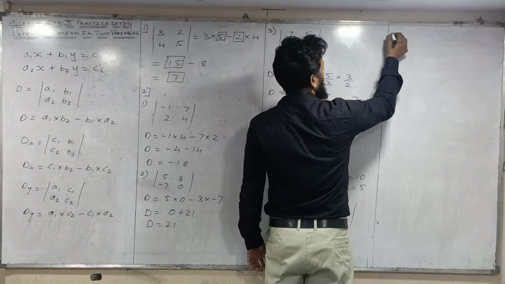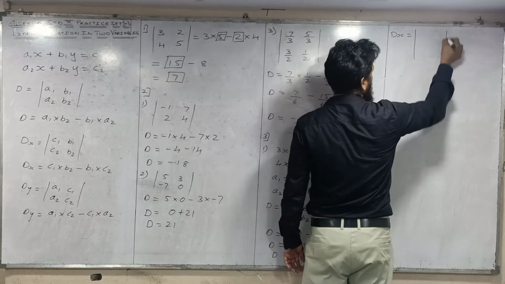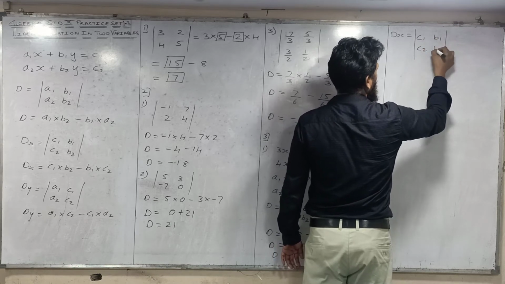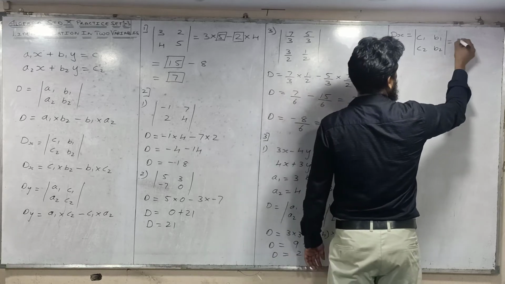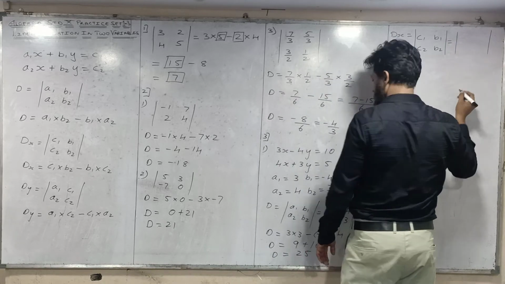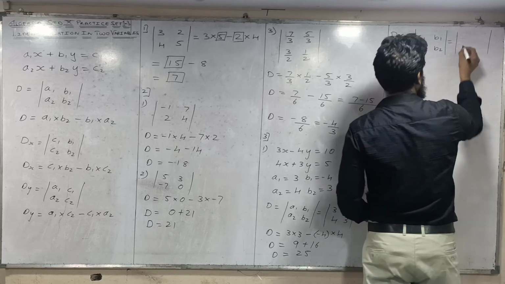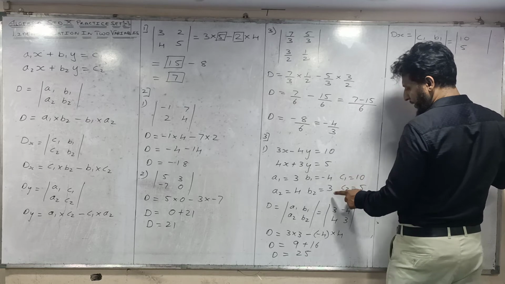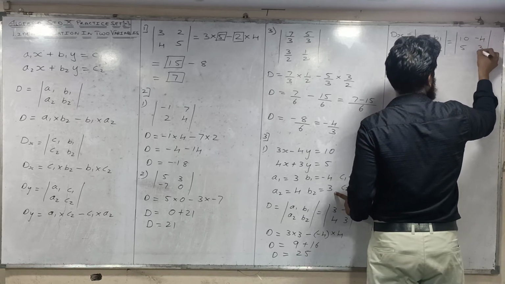So determinant x is equal to the formula for dx: c1 c2, b1 b2. Write the values properly. c1 c2 is 10 and 5. b1 b2 is minus 4 and 3. Please put the values properly.